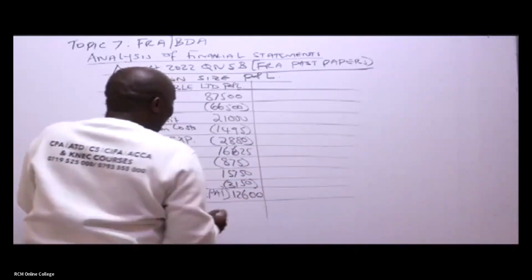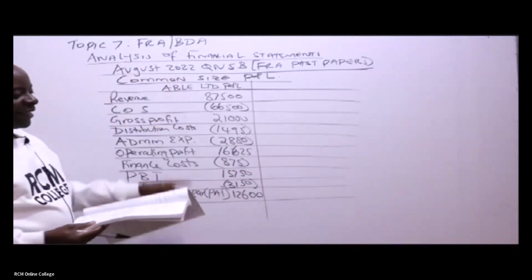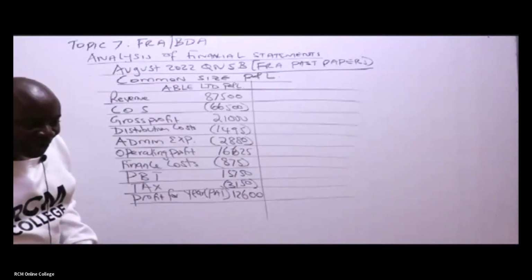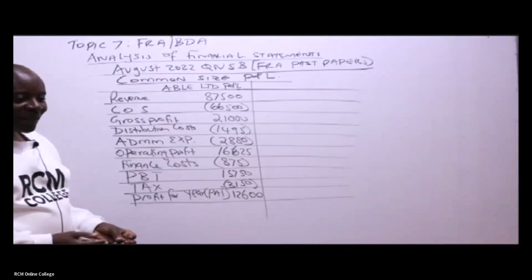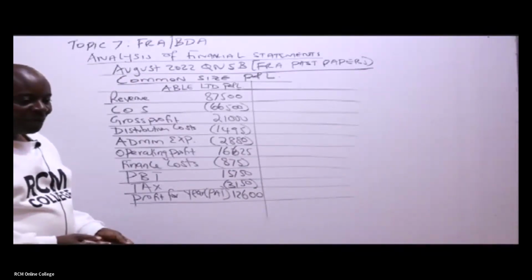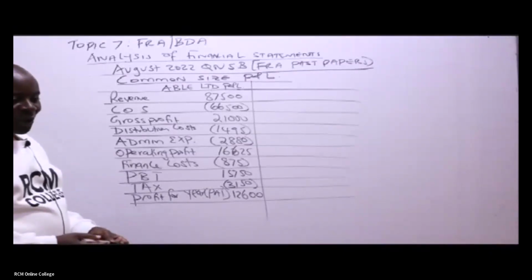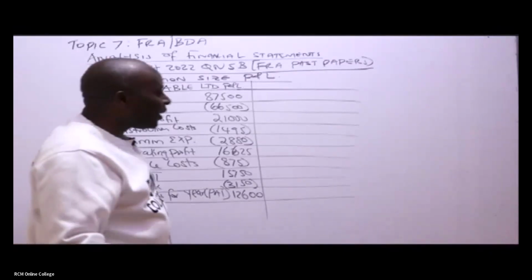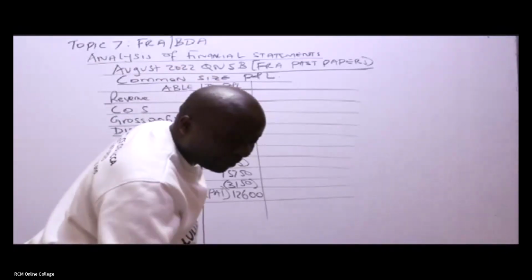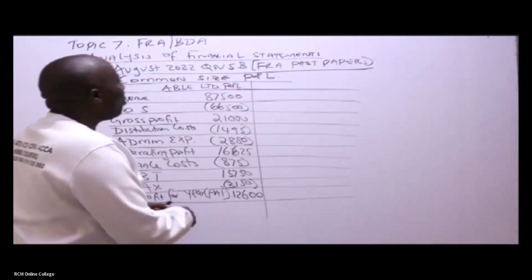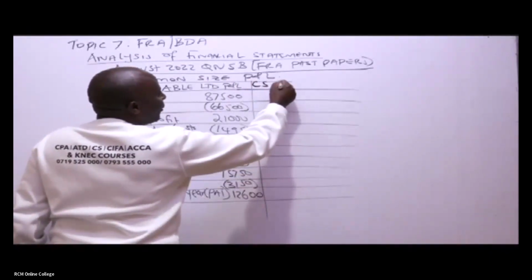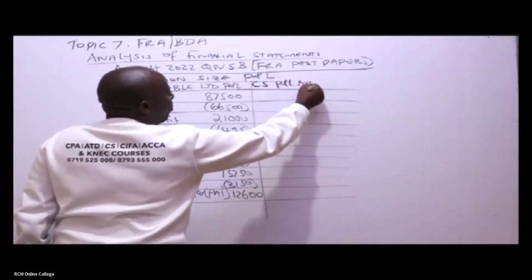FRA students, have you been able to copy this? Have we been able to copy up to here? Thank you so much, Carol, for sharing the Excel. So after reaching here, ladies and gentlemen, I would want us to come and do our common size P and L for Able. Common size P and L, Able.